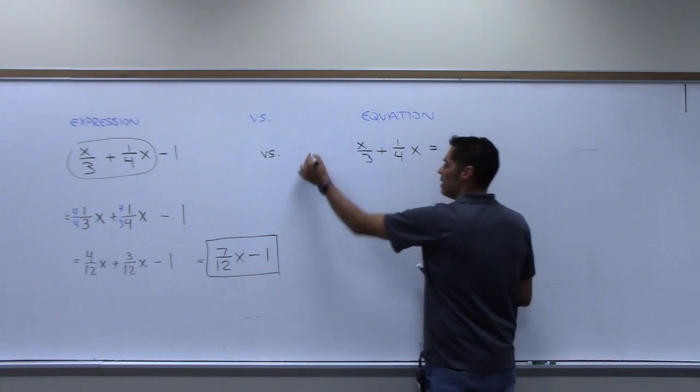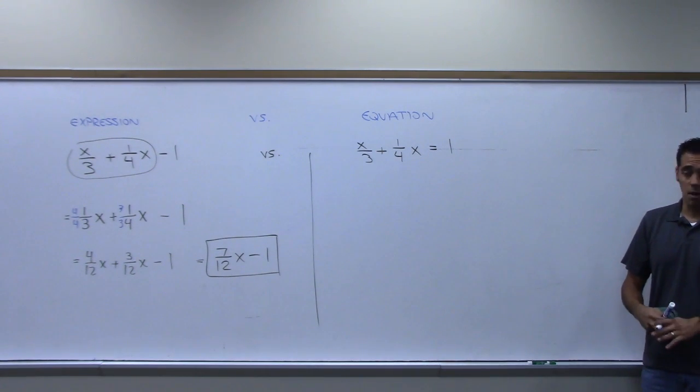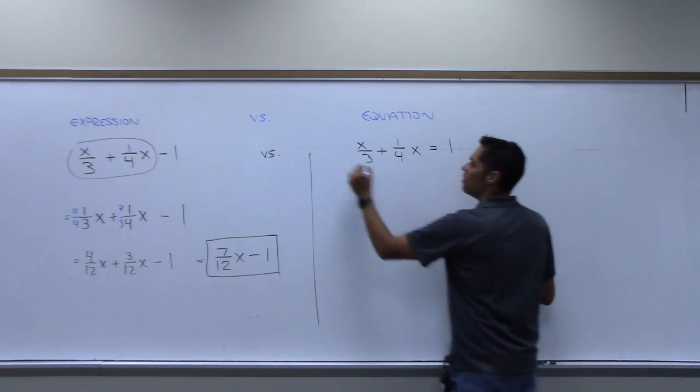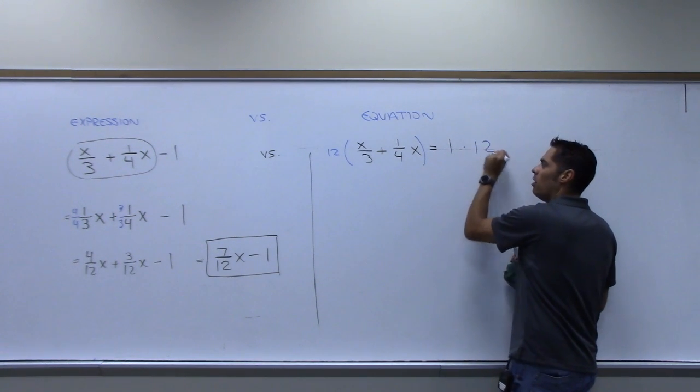Now compare that to this. If you wanted to go and try and solve this equation, right, solve it, then you could come in on both sides with something, right? You could multiply this side by 12 and multiply this side by 12 also.